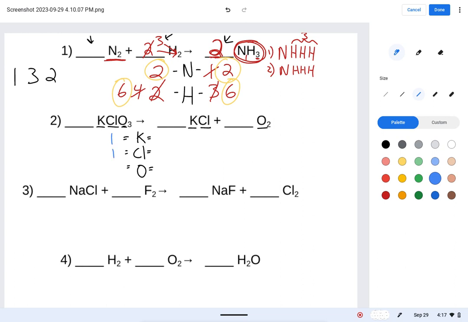There's a little subscript right here on all of these numbers. You don't have to see them. You don't have to write them, but just know that they are there. So there's 1 Cl. There's 3 oxygens based on that. On the right side, there is 1 K, there's 1 Cl, and there's 2 oxygens, and I'm basing that off of the subscripts.